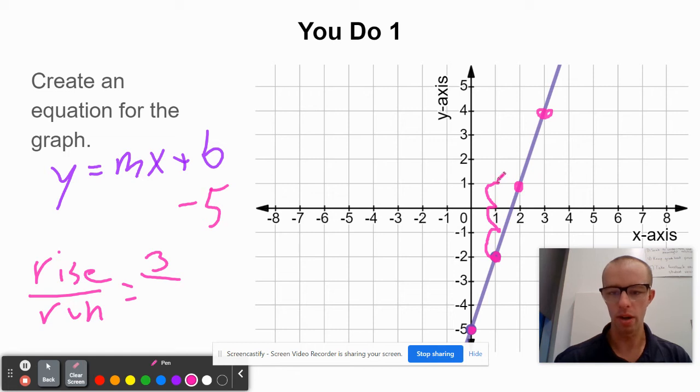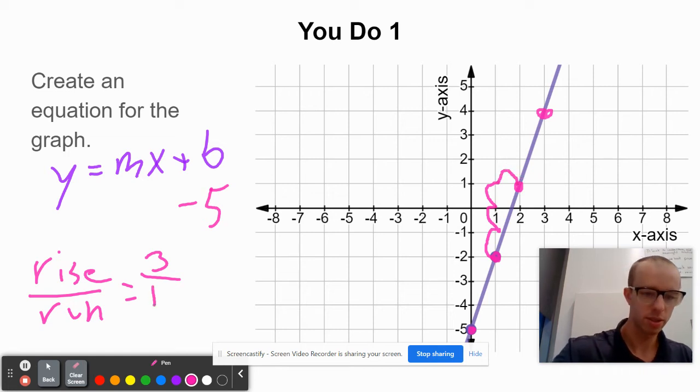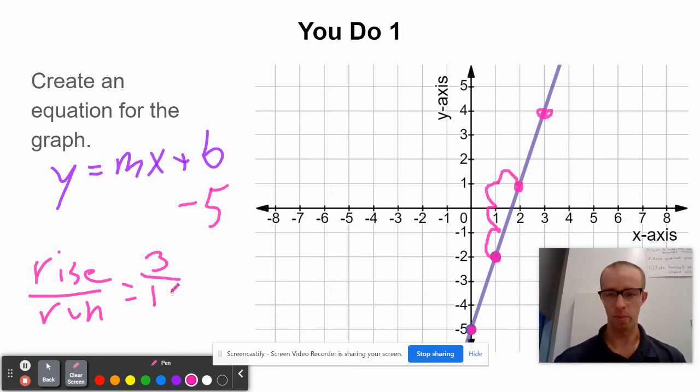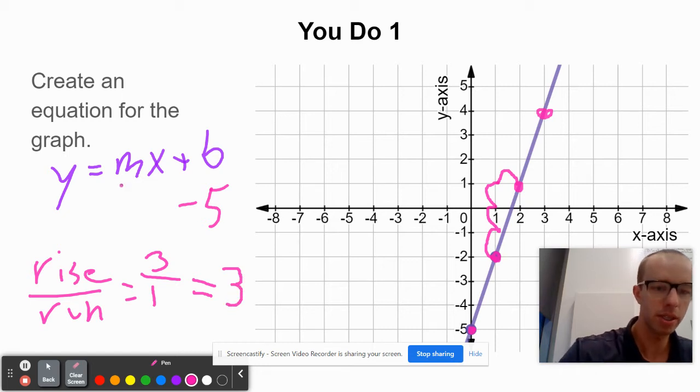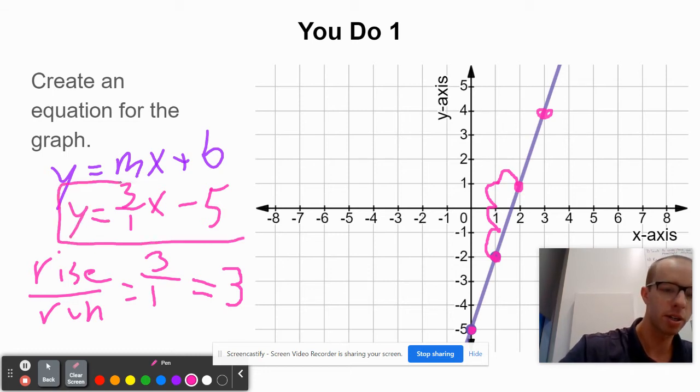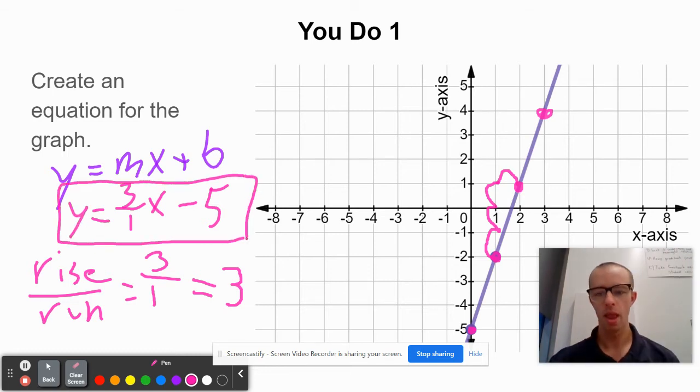And I go over 1. And so my slope is 3 over 1. If I want to simplify that to 3, I can, right? Because 3 divided by 1 is 3. But sometimes I like to keep my slope as a fraction because it's helpful if I want to graph. So the answer here is y equals 3 over 1x minus 5. This equation and this graph are the exact same thing.